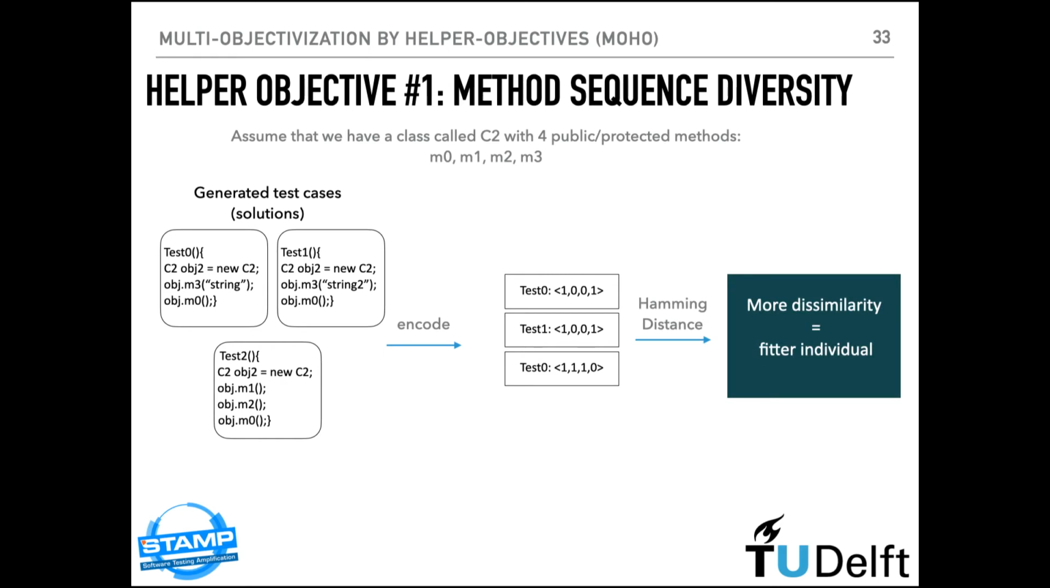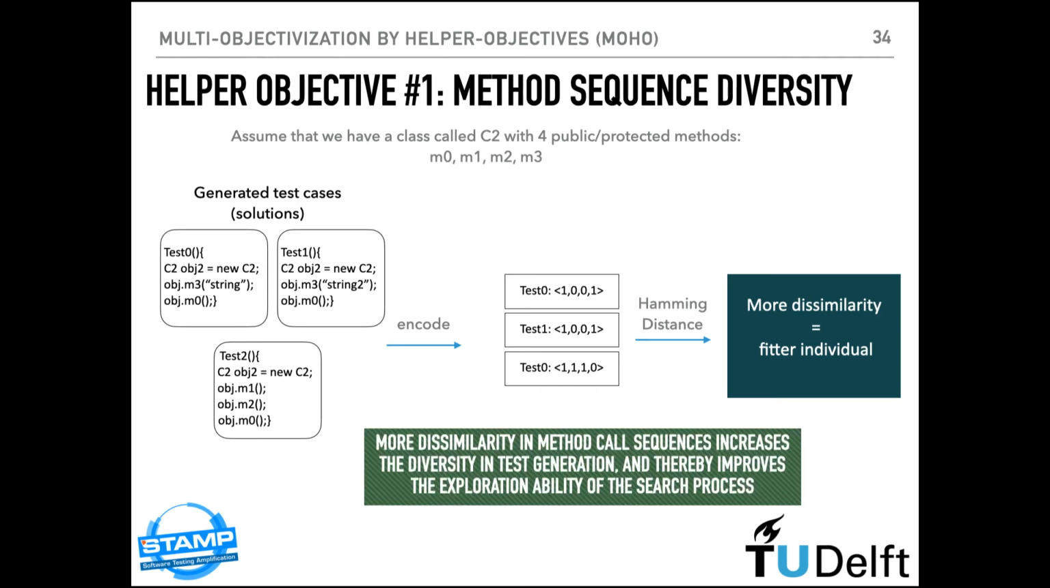After encoding all of the test cases in the population, we calculate the dissimilarity of each vector from each other using Hamming distance. The average dissimilarity of each test vector is the fitness value of that test according to this helper objective. We want to make sure that sequences of method calls in the generated test cases are diverse enough. By having diverse method calls, we improve the exploration of the search process.